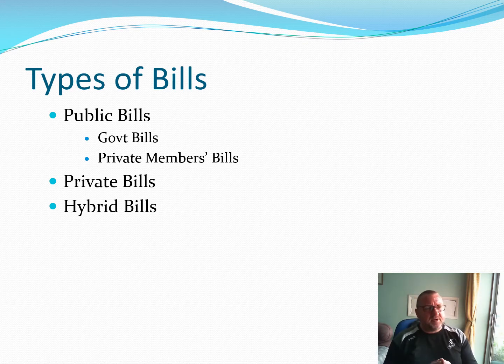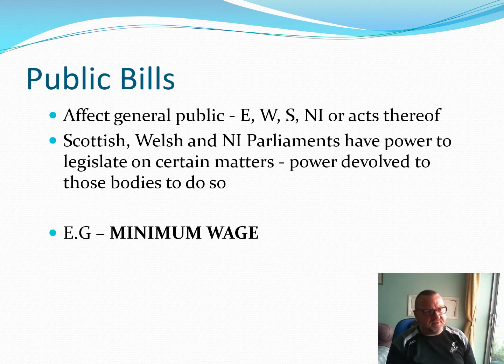Now, you'll need to know these different terminologies, and you'll need to know some examples, and I've given you some as we go through. The key thing to remember is during the process of something becoming a law, it starts off as a bill until it gets royal assent, in which case then it becomes a law. Okay, so let's have a look at these types of bills.